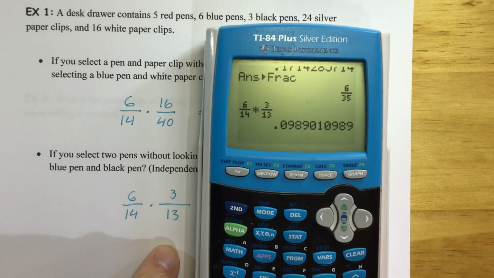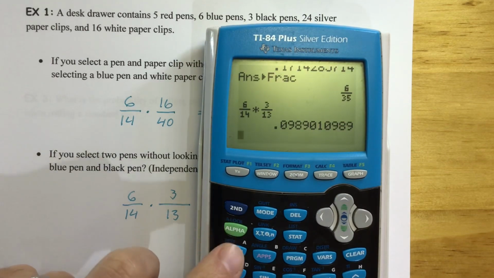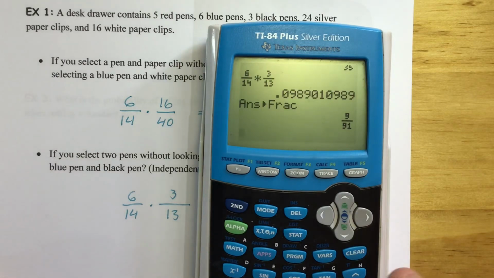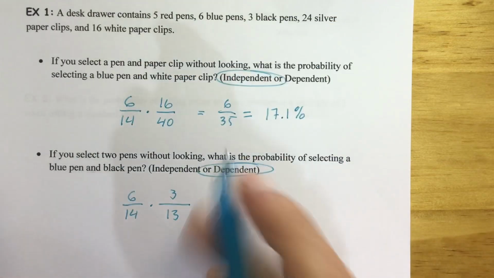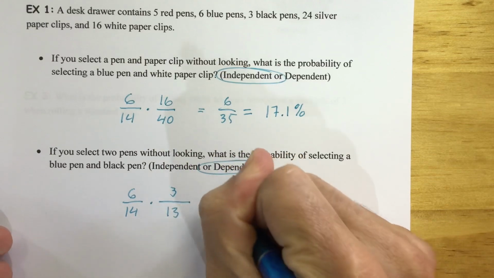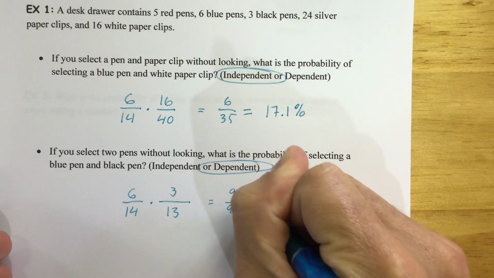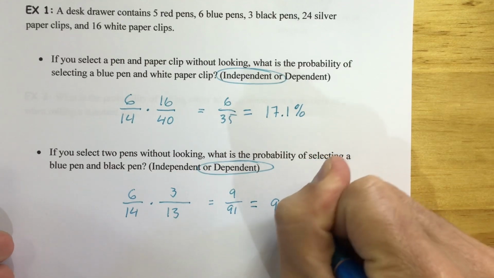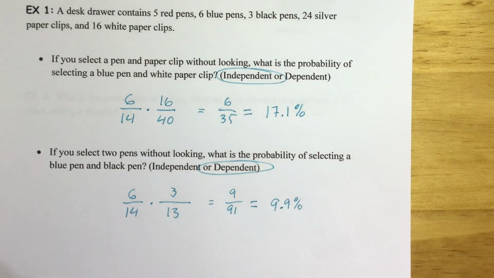All right, so we're going to get that, which I don't know if it's going to look much better as a fraction. Yeah, it's not too bad. All right, so as a fraction, you get a 9 out of 91, which is the same thing as about 9.9%. And you can get there.